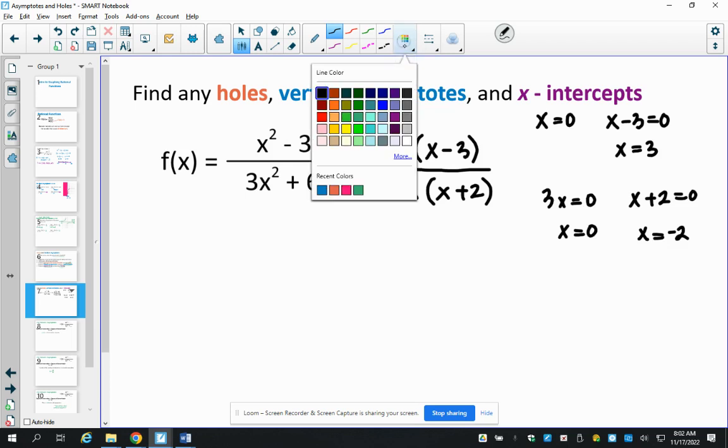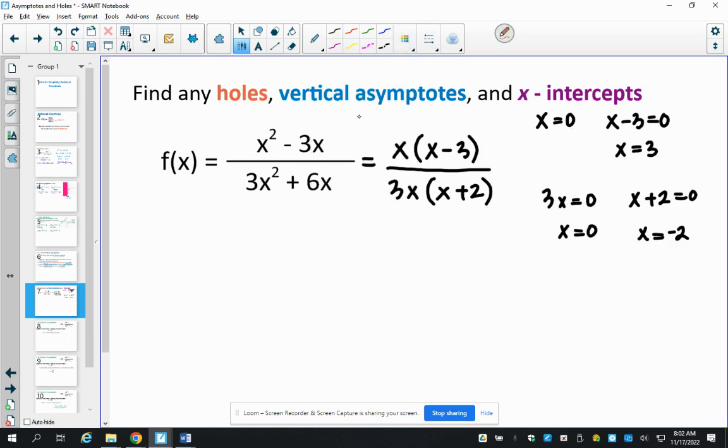So now we're going to look at whether they're in common or not. So remember, for a hole, they're going to be in common. So we're going to see the same 0 on top and bottom. So we see that x equals 0 is a 0 on both the top and bottom. So we have a hole at x equals 0. Now this is going to be an ordered pair, so we actually need to plug 0 in, but you're going to plug it in after you get rid of the common factor, the common x.